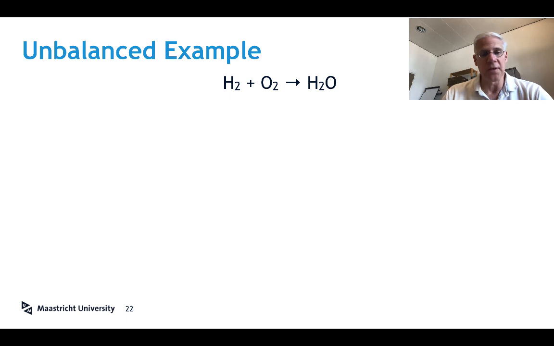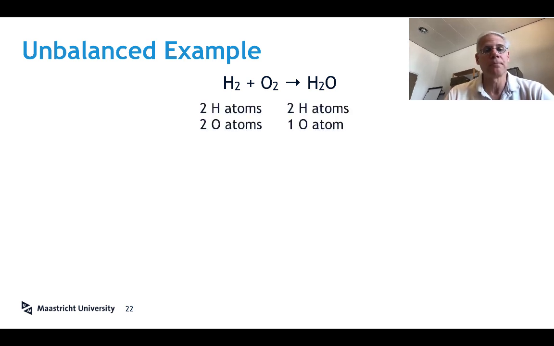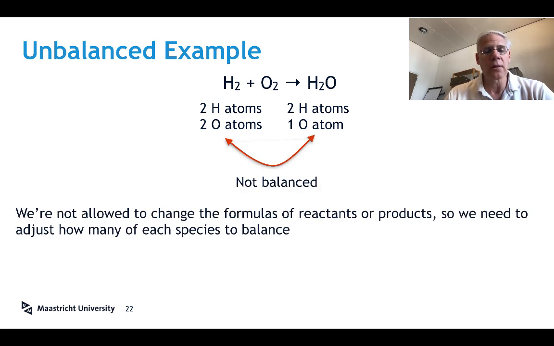Let's take a look at an unbalanced example to see how we might balance a problem. So here we have two hydrogen atoms in the reactants and two oxygen atoms in the reactants. In the products, I have two hydrogen atoms and I've only got one oxygen atom, so that's not balanced. Okay, so we have to do something about that. We're not allowed to change the formulas of the reactants or the products, so we need to adjust how many of each species is present in order to balance.